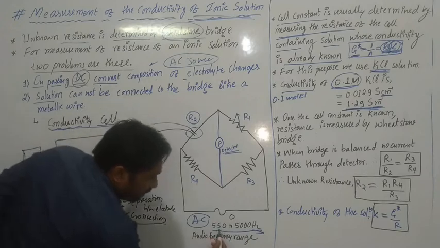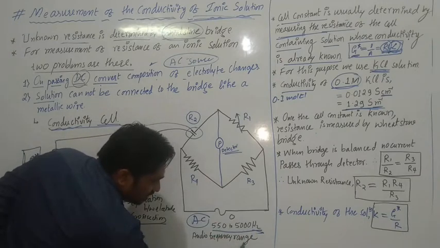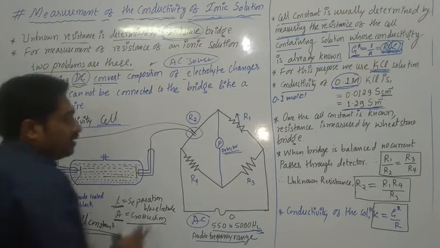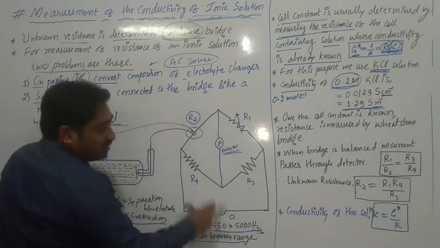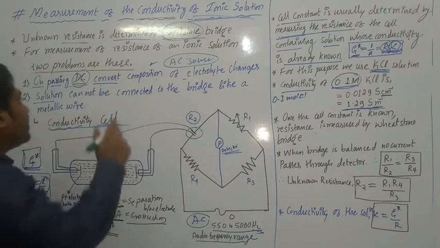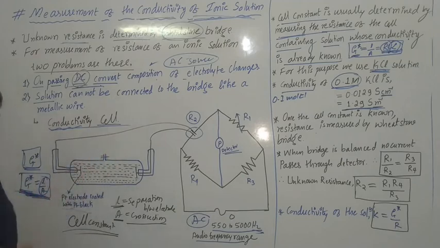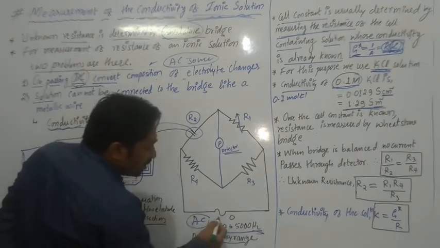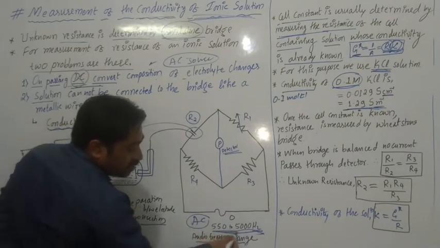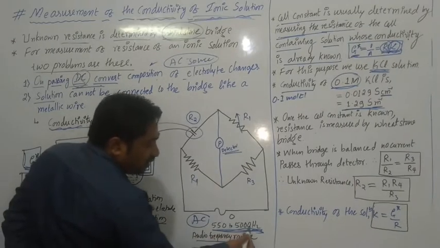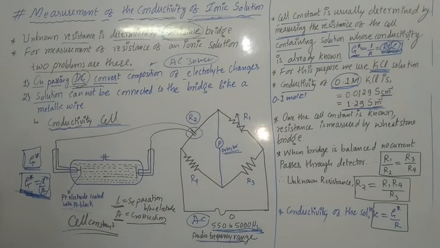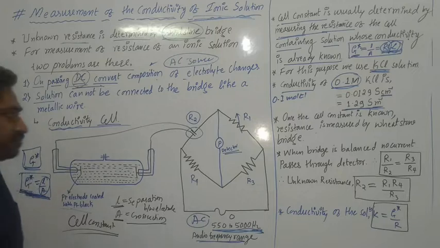See here, 550 to 5000 hertz is nothing but the audio frequency range. This means we cannot use DC current now in this Wheatstone bridge. Why? If I use DC current, what happens? The composition changes. So because of that reason I am using AC source. So this AC source provides the frequency of this much range, 550 to 5000 hertz. So this is nothing but the audio frequency range.